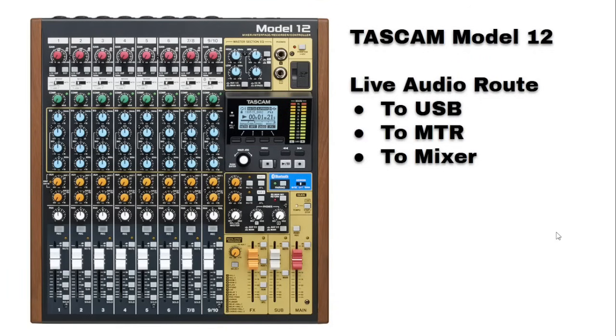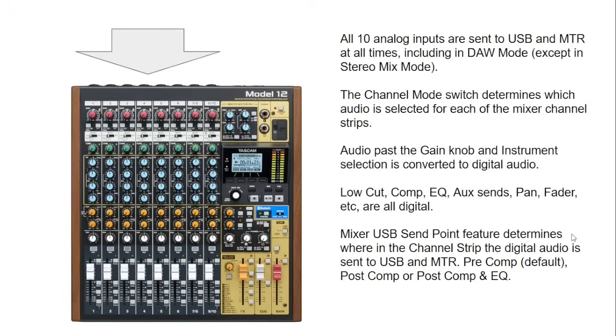Today's tutorial topic is TASCAM's Model 12, and I'm going to talk about the live audio route from the input to the USB, to the multi-track recorder, and to the mixer. A very quick recap. The TASCAM Model 12 has all of its 10 analog inputs sent to the USB and the multi-track recorder at all times as individual tracks or channels, unless you set the mixer in stereo mix mode. This also includes when you set the mixer in DAW surface control mode. So all of its analog individual inputs are sent to the USB as well as to the multi-track recorder.